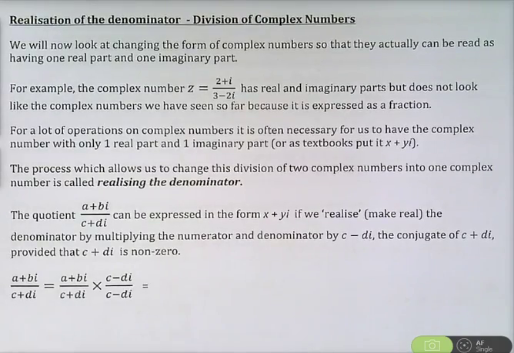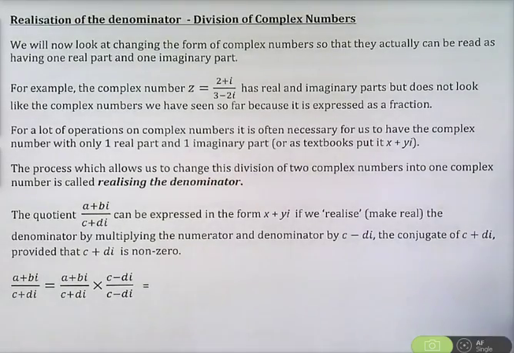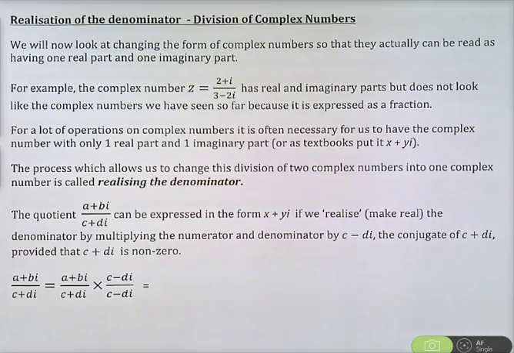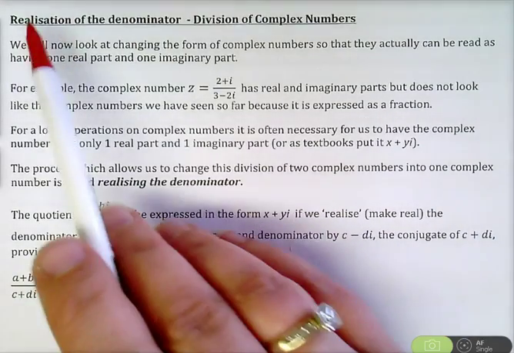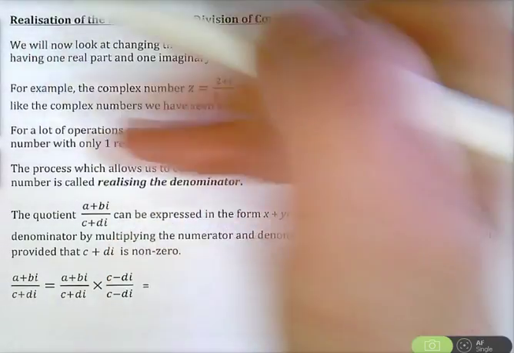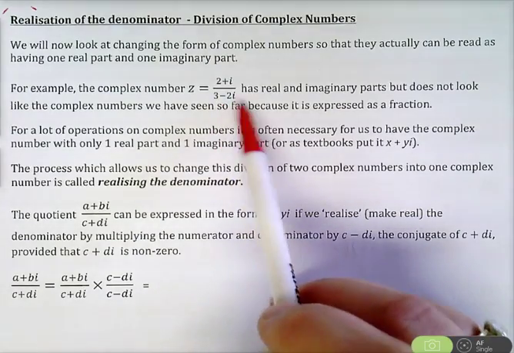This is a continuation from page 8 of the complex numbers booklet. We're now looking at division of complex numbers, and when we're dividing complex numbers, the process that we use is called realization of the denominator. In other words, we're going to make the denominator real.